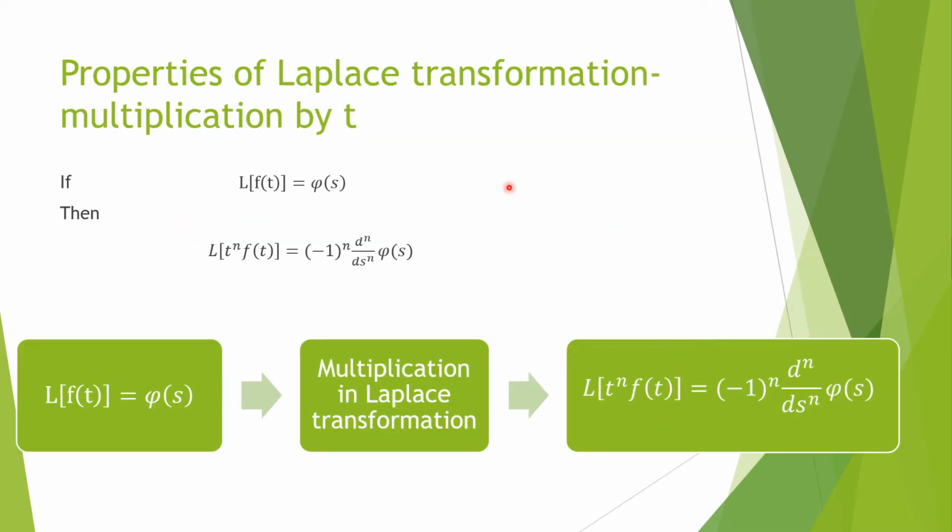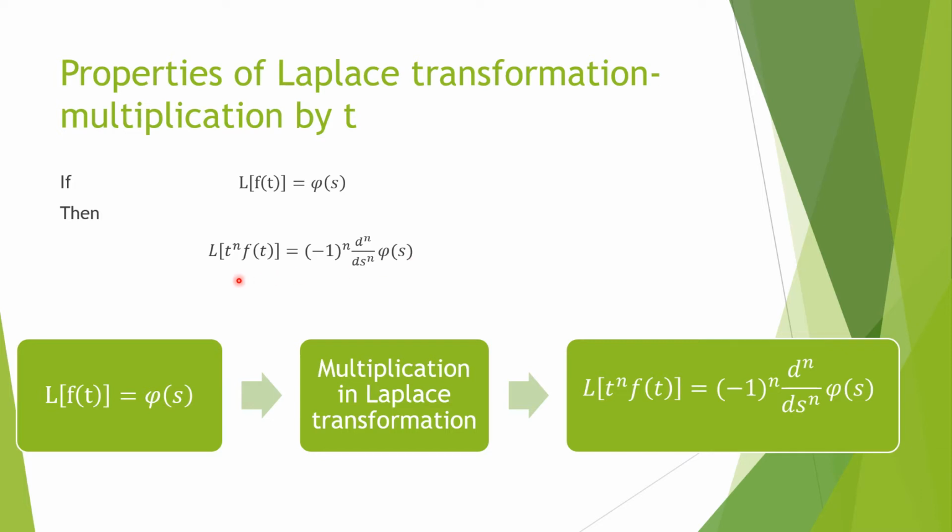Now, the properties of Laplace transformation, and first we are going to understand the multiplication property of Laplace transformation. Very important property. If Laplace transformation of function of t is phi of s, then if we multiply t raised to power n inside the operator, that is Laplace transformation of t raised to power n function of t, where t raised to power n means you multiply t n times, then it will become minus 1 raised to power n, differentiation n times with respect to s of phi of s.